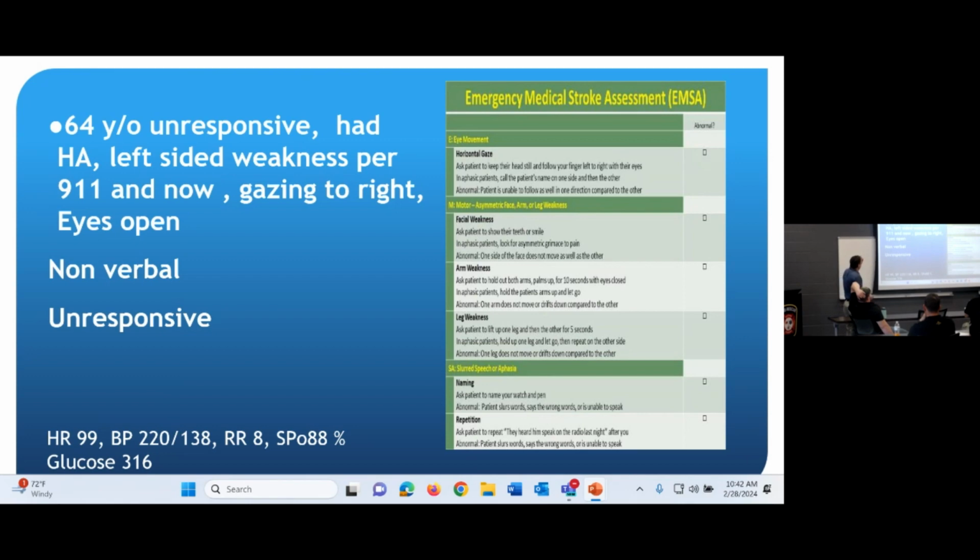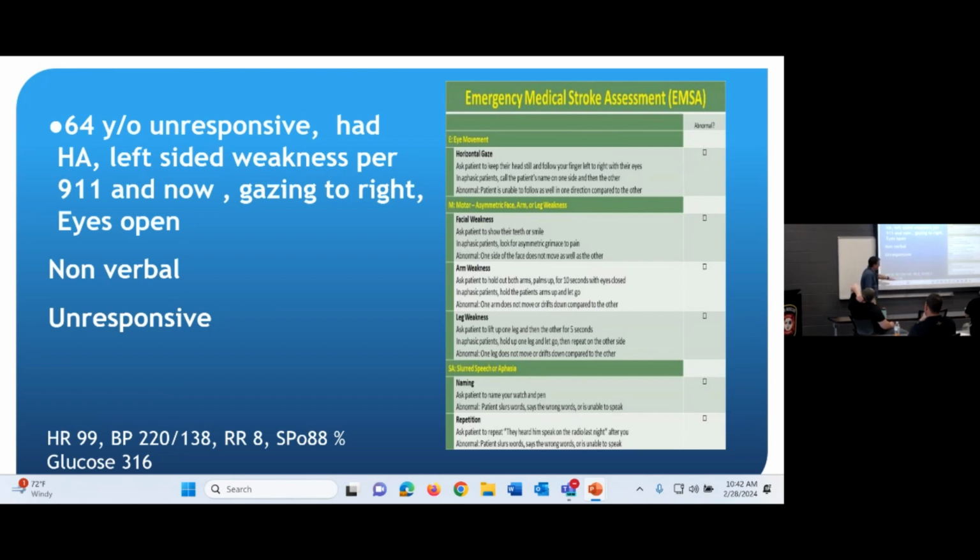That's not good. 64-year-old unresponsive. Family called 911. He had a headache, left side weakness. You get there, he is gazing to the right, kind of lip smacking, but doesn't do anything else. Eyes wide open. Okay, heart rate's in the 90s. Blood pressure is 220/130, breathing about 8 times a minute, a little bit hypoxic.